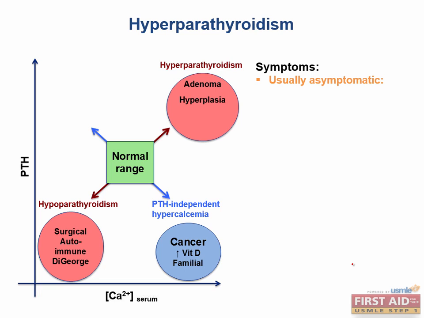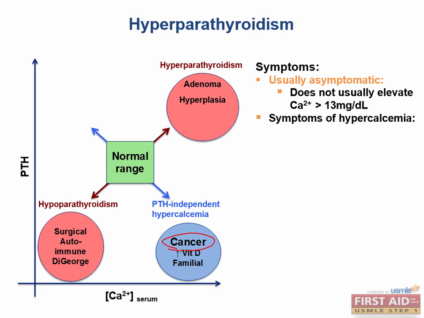It takes a surprising amount of calcium to cause symptoms, and in fact, a calcium over 13 mg per deciliter is more characteristic of a malignancy than a parathyroid problem. But occasionally, especially in the MEN syndromes I keep talking about, the adenoma is significant enough to cause symptoms of hypercalcemia. This is the famous acronym stones, bones, groans, and psychiatric overtones.